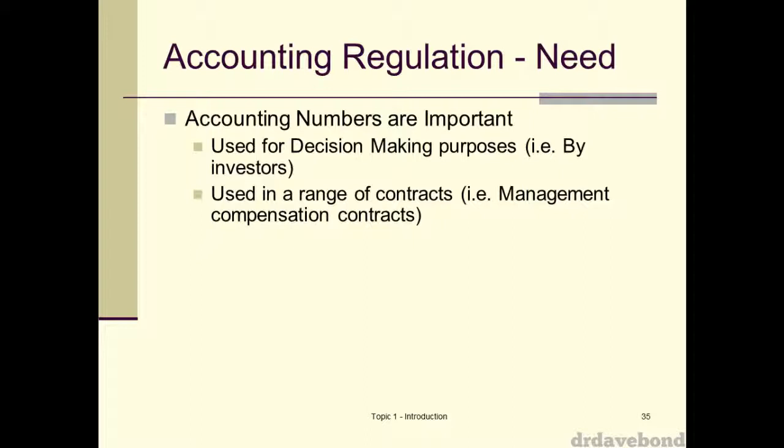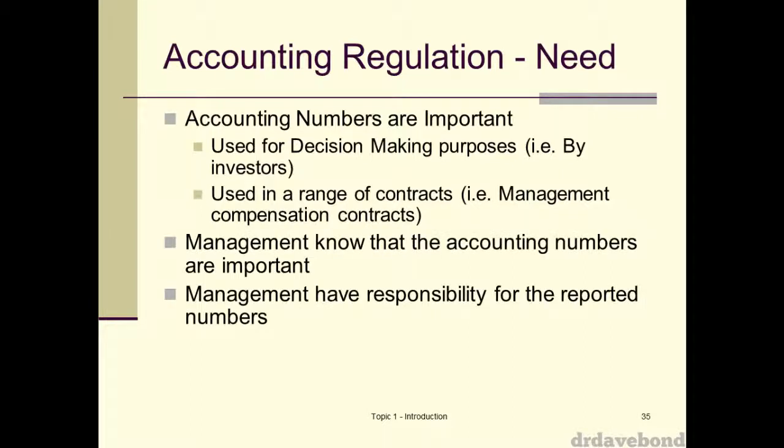Accounting numbers are important. It would be wrong to say that they're not. They are used for decision-making purposes. We do see the markets react to accounting numbers. They are used in a range of contracts, so they are important. We know that. We also know that management know that these numbers are important. Management aren't stupid. They're obviously pretty intelligent people, so they know what's going on.